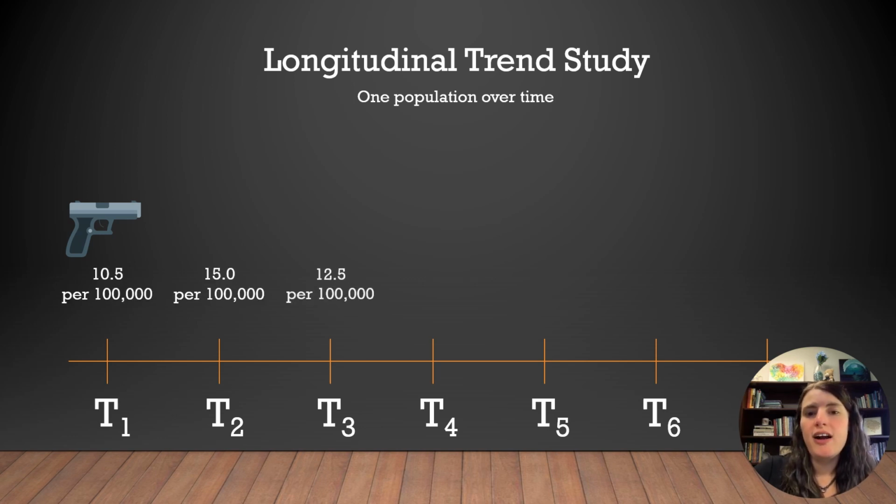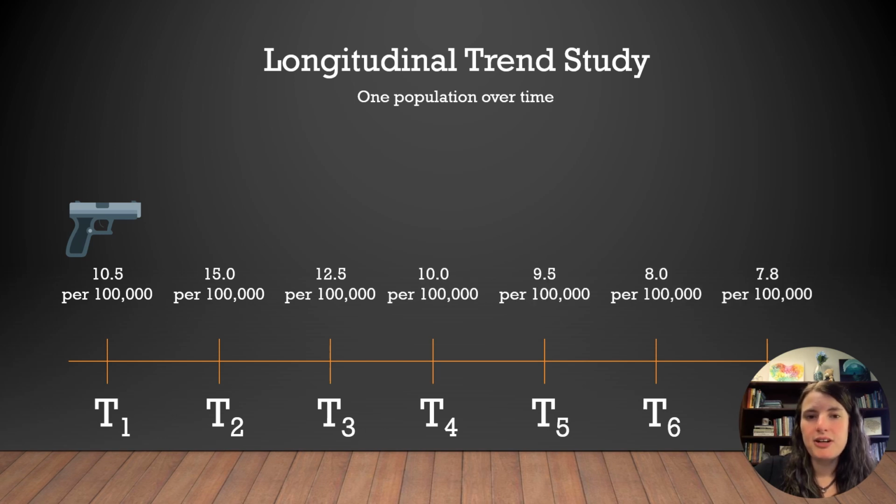For example, here are hypothetical rates of gun ownership that are collected at 7 points in time. At time 1, using this totally made up data, 10.5 out of 100,000 people were gun owners. Time 2, 15 people out of 100,000 were gun owners, and so on until time 7, when 7.8 people out of 100,000 were gun owners. Researchers interested in understanding how gun ownership rates change over time throughout history would graph the results of all 7 time points and compare those rates to determine how this variable is changing over time.